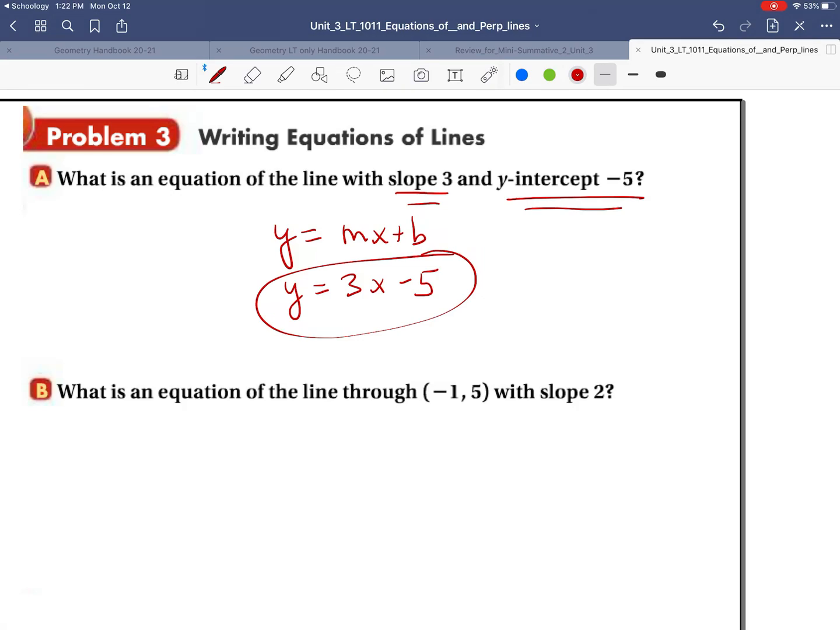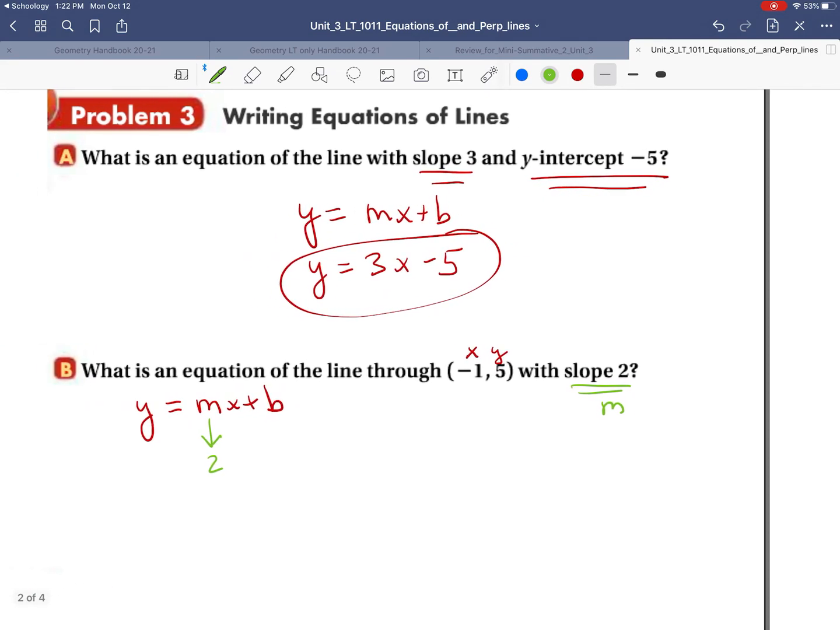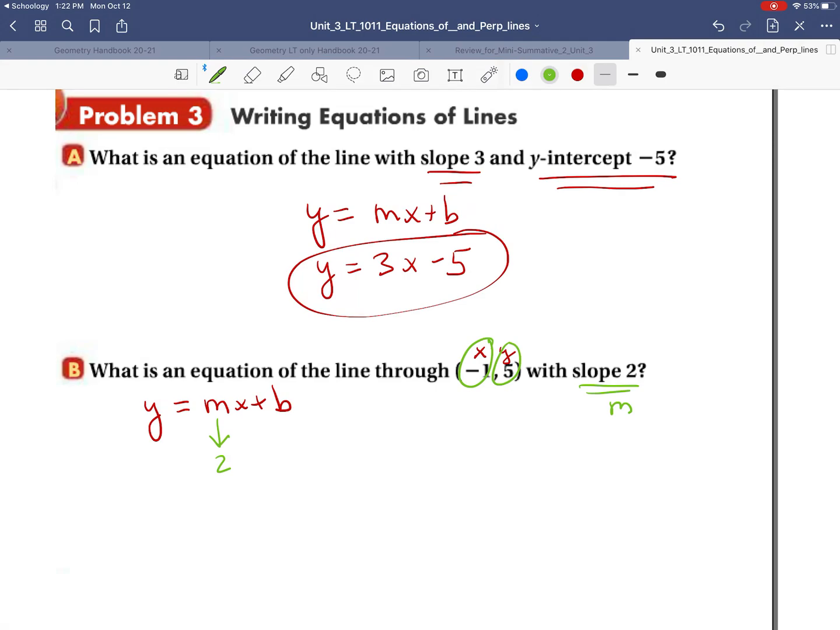What is an equation of a line that goes through this point with a slope of 2? Well, notice this point does not tell me anything about the y-intercept. So I'm going to label that as my x, y. I'm going to go to y equals mx plus b. I'm going to plug in my slope for m, so that is going to become 2. I'm going to plug this value in for x and this value in for y. 5 equals 2 times -1. And then I'm going to leave b as b so that I can solve for it. So I get 5 equals -2 plus b, and I add 2.